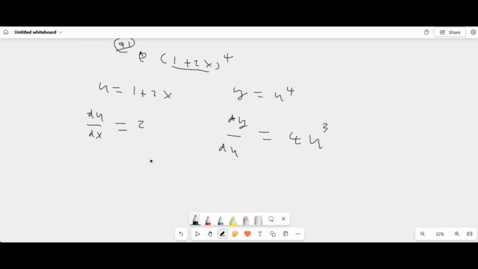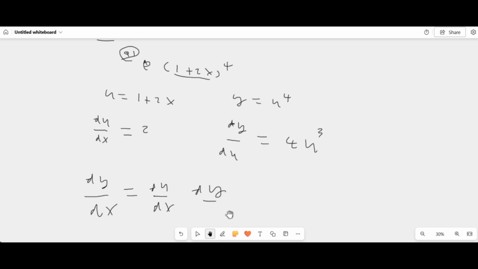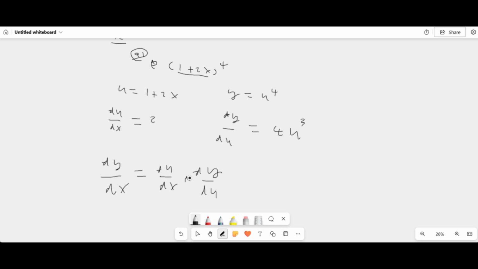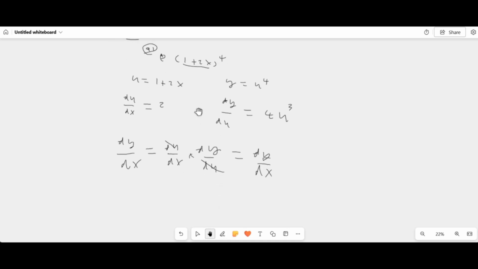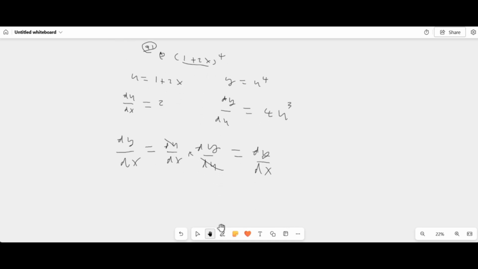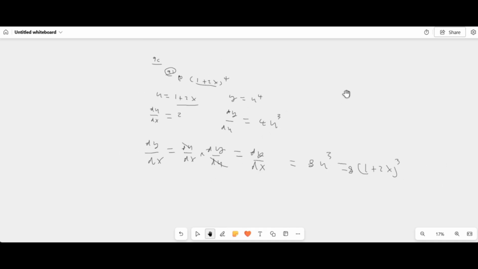And now you'll notice that if I want to find dy over dx here, I'm going to have to times together du over dx times dy over du. The reason for that is because, as you'll see here, the du and du will cancel and it will just give you dy over dx. So that's what you do basically. You find u, you find y, you differentiate both, and then you times them together. So 2 times 4u to the power 3 would be 8u to the power 3. And we know that u is just 1 plus 2x here, so we can replace that. So 8 times (1 plus 2x) to the power of 3. So that's the final answer for that.